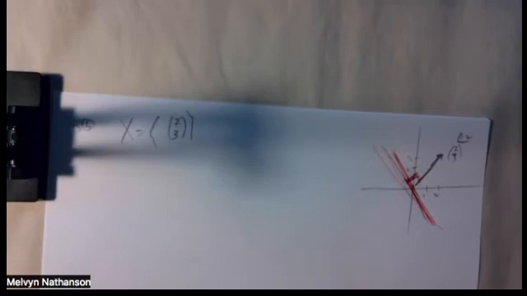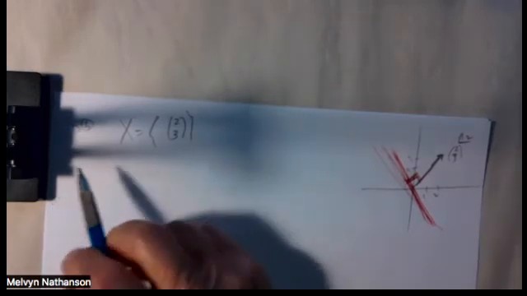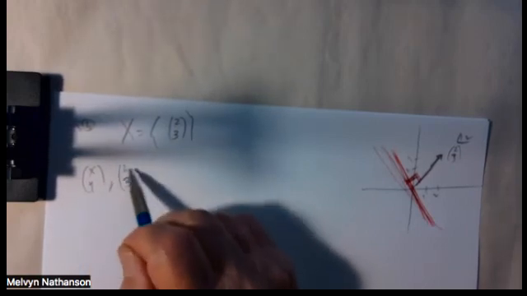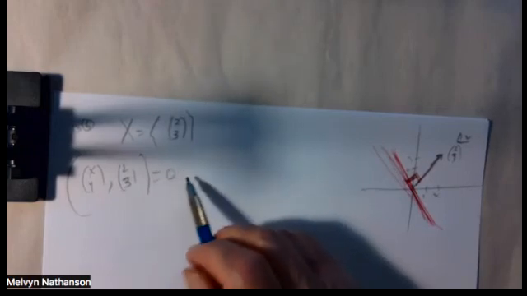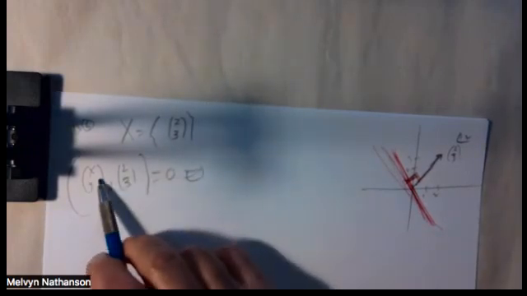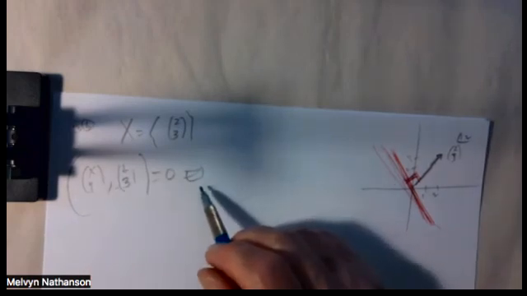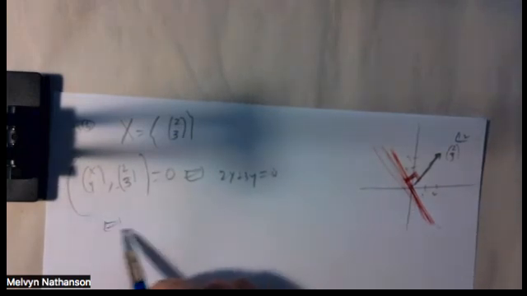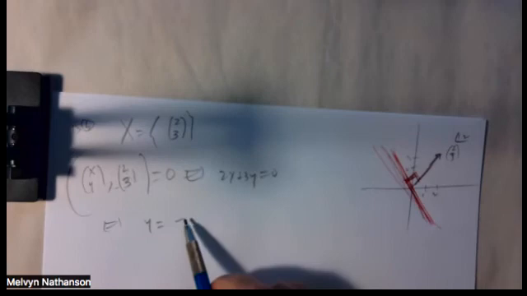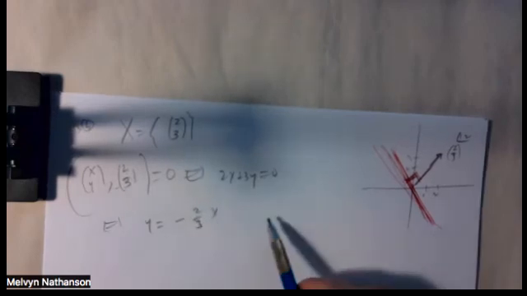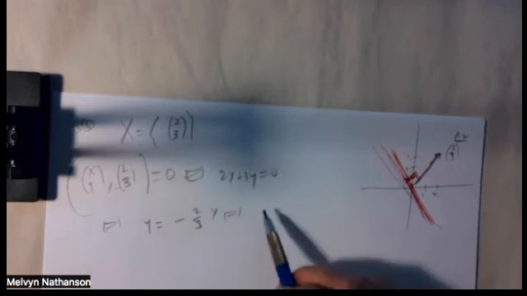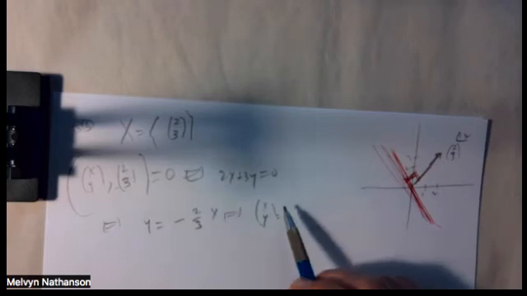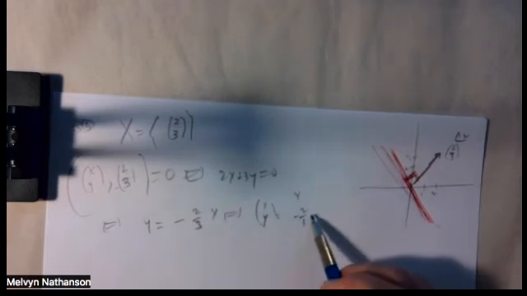Let's see, how do we find that algebraically? So x, y and 2, 3, the inner product is 0 if and only if, what's the inner product? 2x plus 3y equals 0. So y is minus 2/3 x. So x, y is x, minus 2/3 x.